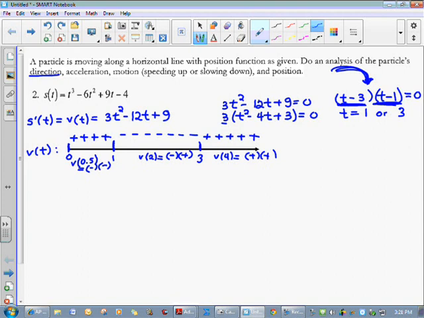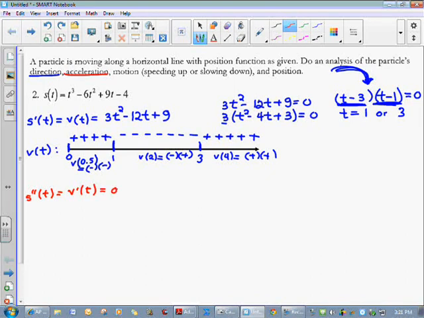Next, we want to talk about the particle's acceleration, which I will do in red. In order to do that, I obviously am going to have to take another derivative. We've talked about this in class, but the derivative of velocity, or the second derivative of position, will be acceleration.